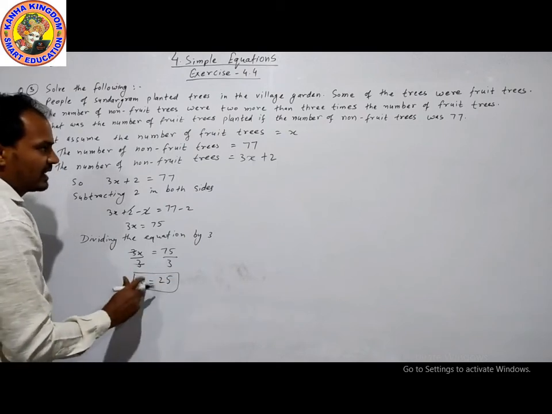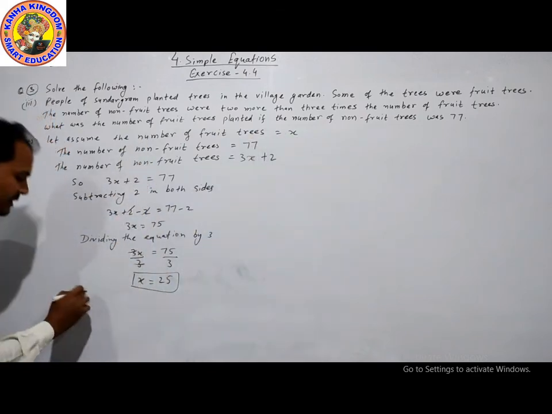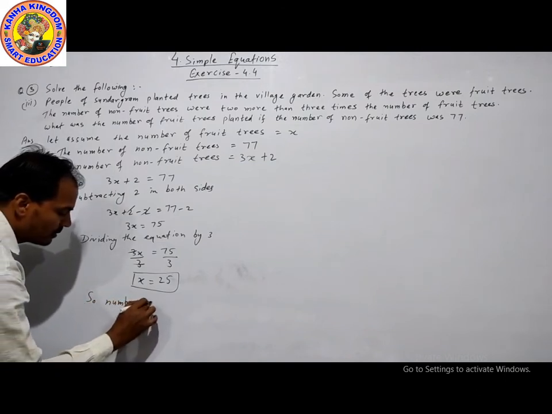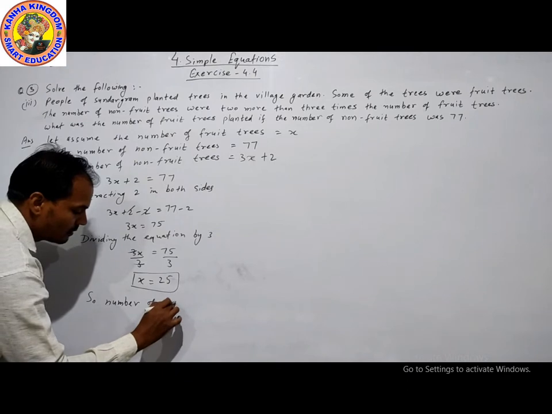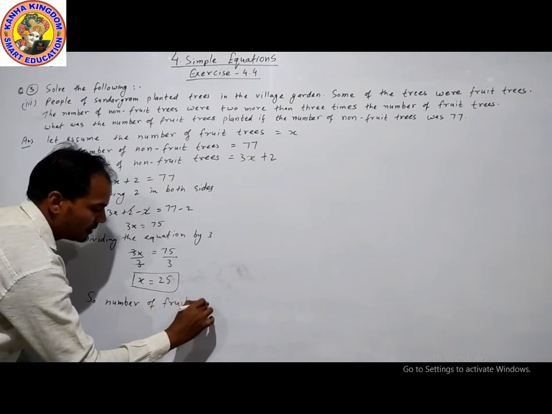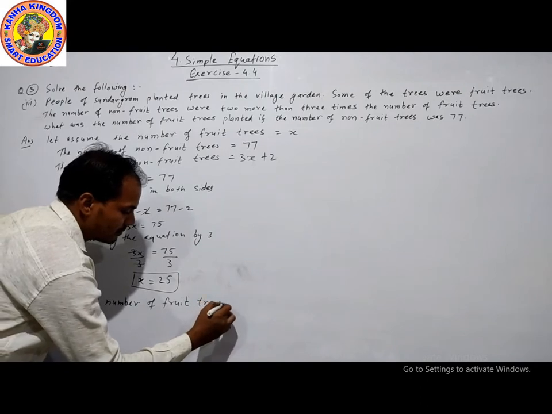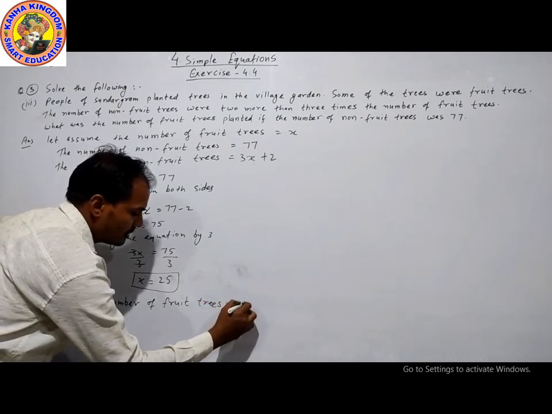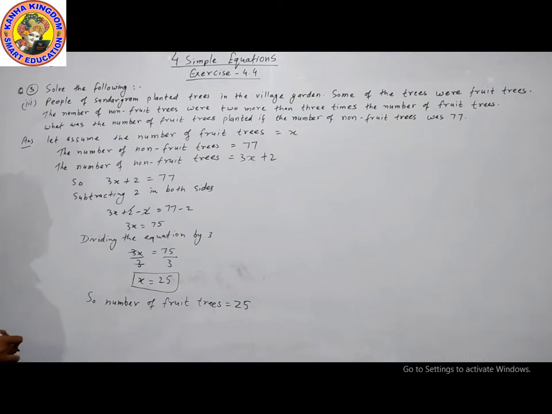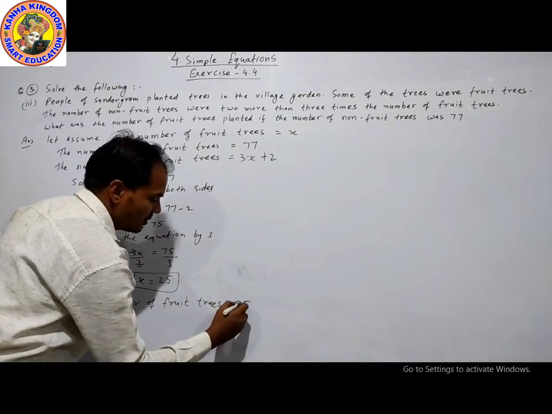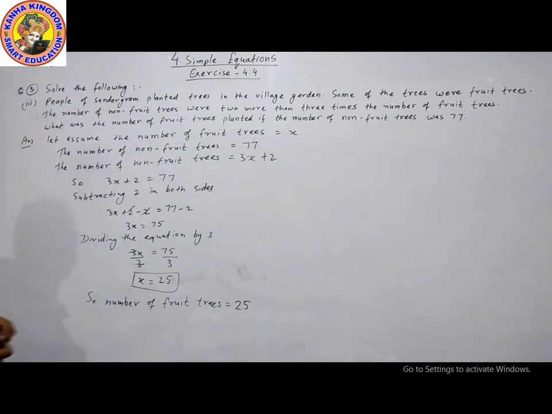X is 25. What is X? The number of fruit trees. So the number of fruit trees is 25. So there are 25 fruit trees.